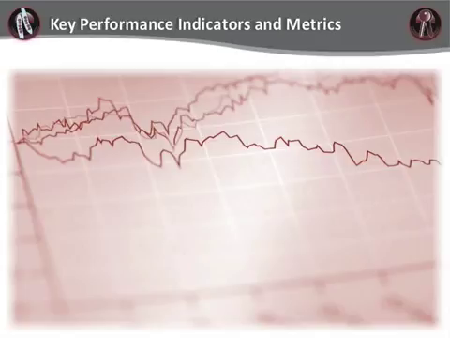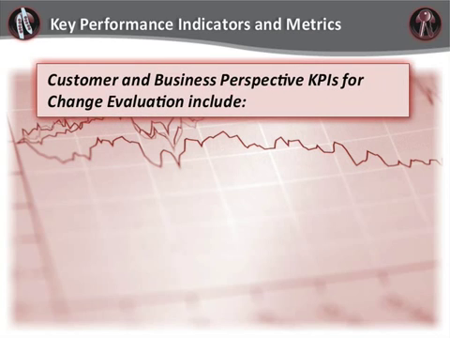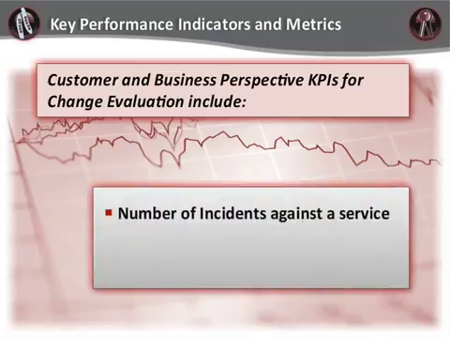Okay, now you've completed your exercise, let's take a look at what the Service Transition Core volume has to say about measuring the change evaluation process. Firstly, there are 2 suggested key performance indicators from a customer and business perspective. The first customer and business key performance indicator is the number of incidents against a service. These should be low and reducing, as any performance issues are highlighted during evaluation and mitigated where necessary.